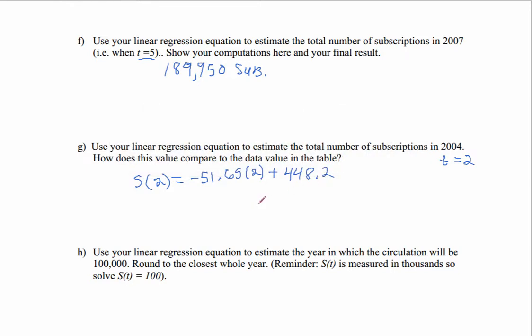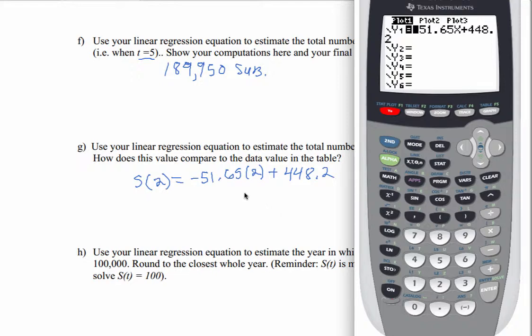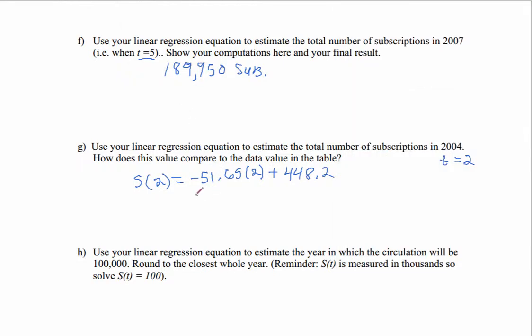Okay, so we'll go ahead and do that calculation on the calculator. Hopefully I'll do it correctly this time. Let's see if that dream can come true here. So negative 51.65 times 2 plus 448.2, and voila, we get 344,900. So there were 344,900 subscriptions.